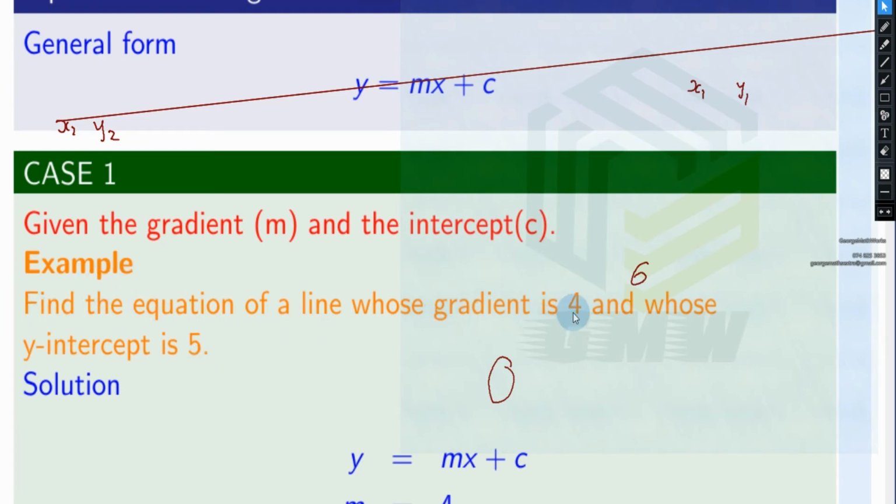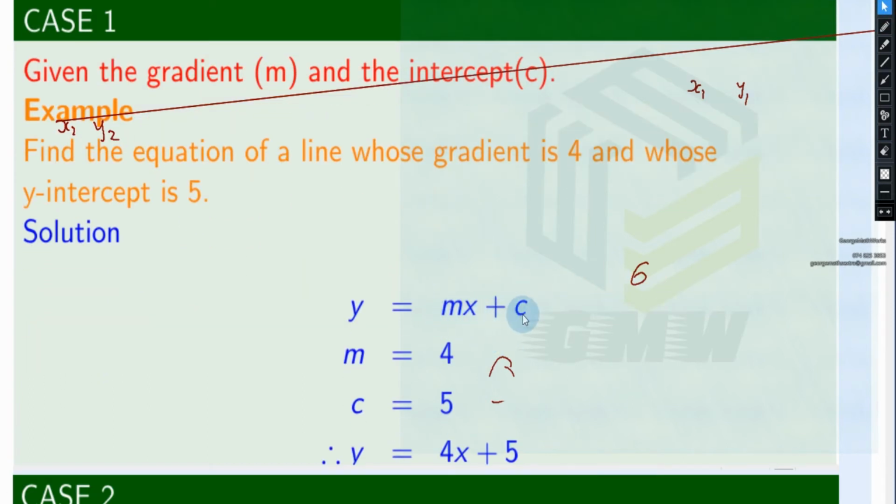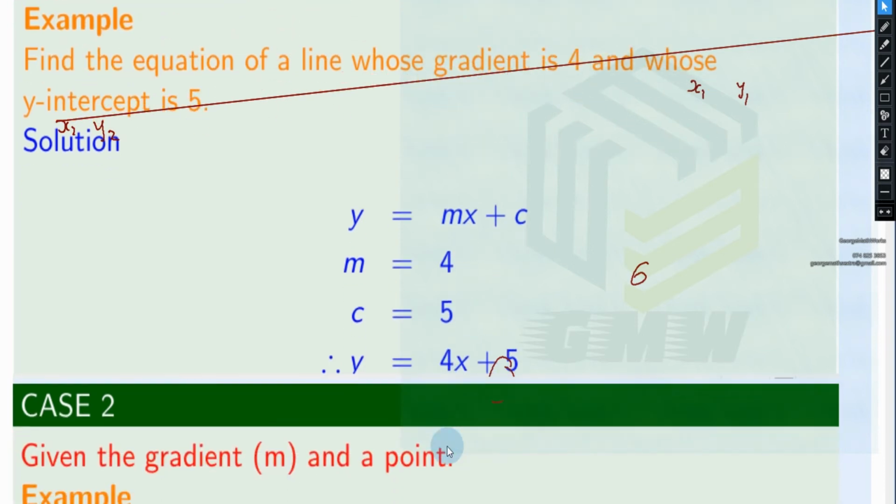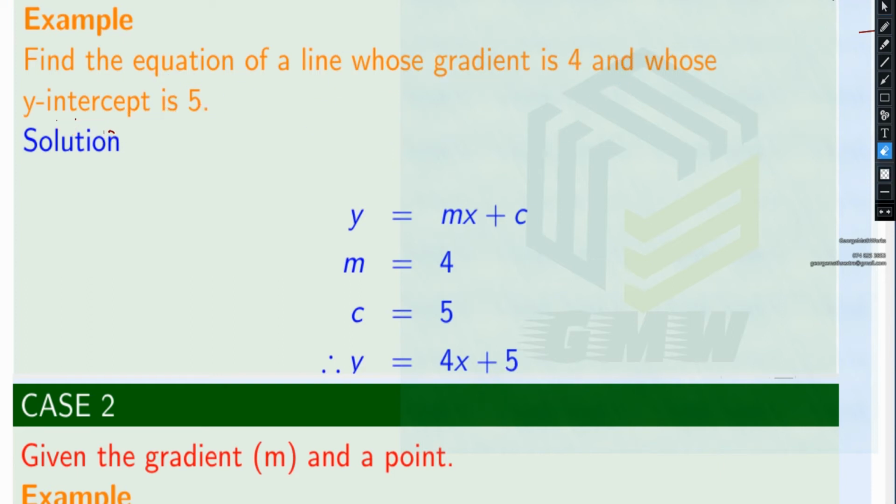Find the equation of a line whose gradient is 4 and whose y-intercept is 5. We need to make sure that we write down first y is equal to mx plus c, as we said. Then the gradient is given in this sentence as 4 and the y-intercept is given as 5. So where there is gradient m, I put 4. Where there is intercept, I put 5. It's given from this question. So this has given me the equation of the line: y is equal to 4x plus 5.